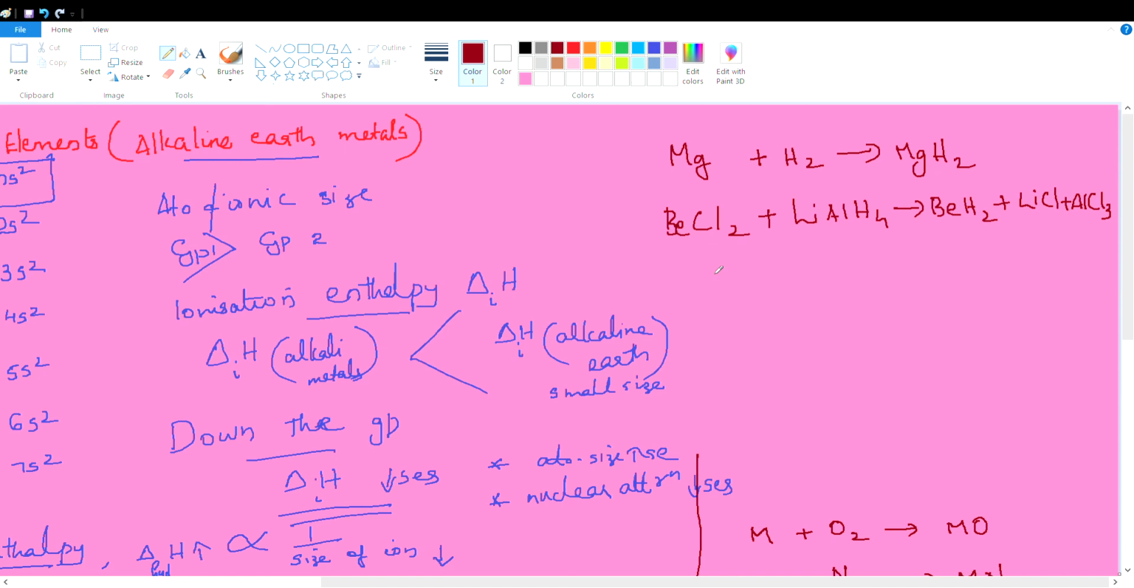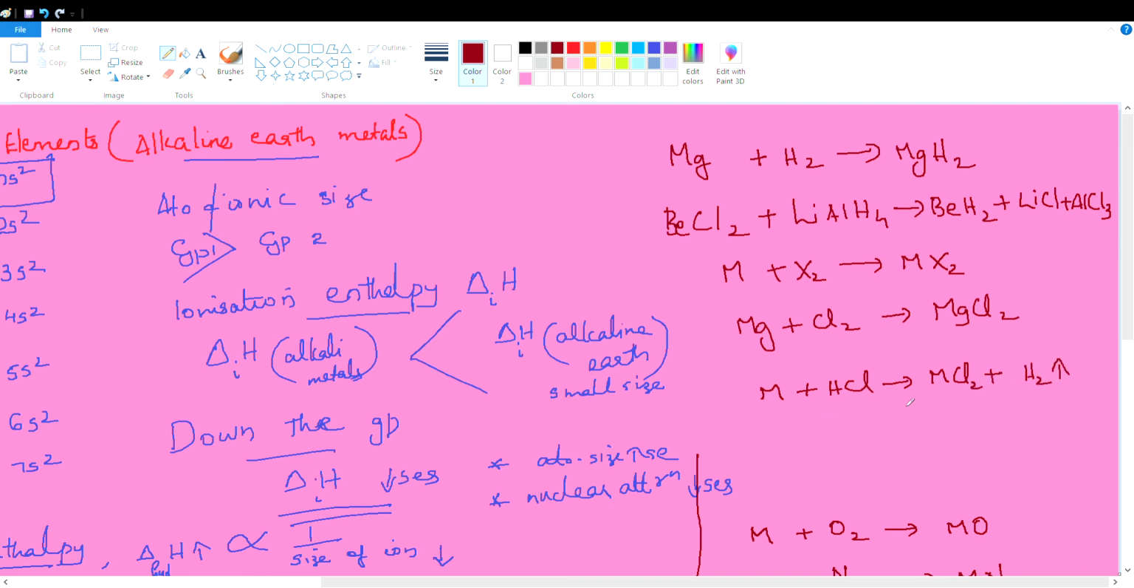Now reaction with halogens. Alkaline earth metals react with halogens like fluorine, chlorine, bromine, iodine and form metal halides of the formula MX2. For example, magnesium plus chlorine gives MgCl2. Reactivity towards acids: alkaline earth metals react with acids, for example hydrochloric acid, and form a salt, metal chloride, plus hydrogen gas. They react with acids and form salt, and hydrogen gas is liberated.